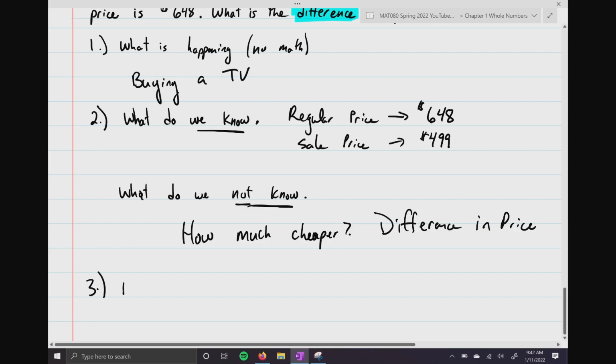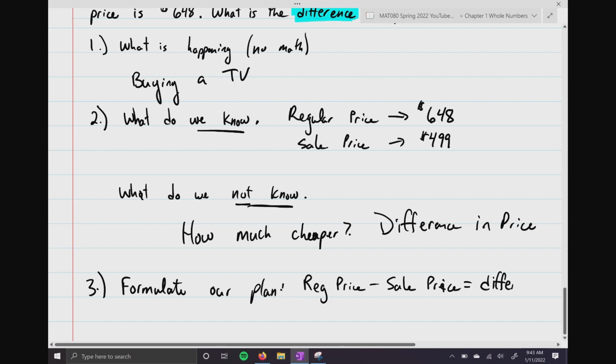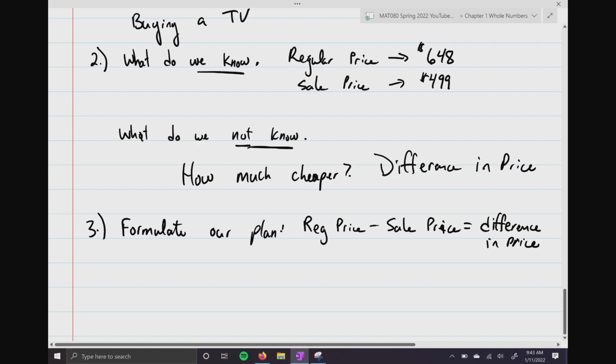Step 3. Let's formulate our plan. So we know we have a regular price minus the sale price is our difference in price. All right, so here we actually have like a little formula that we can use. So step 4 is just going to be carry out. So we have 648 minus 499.